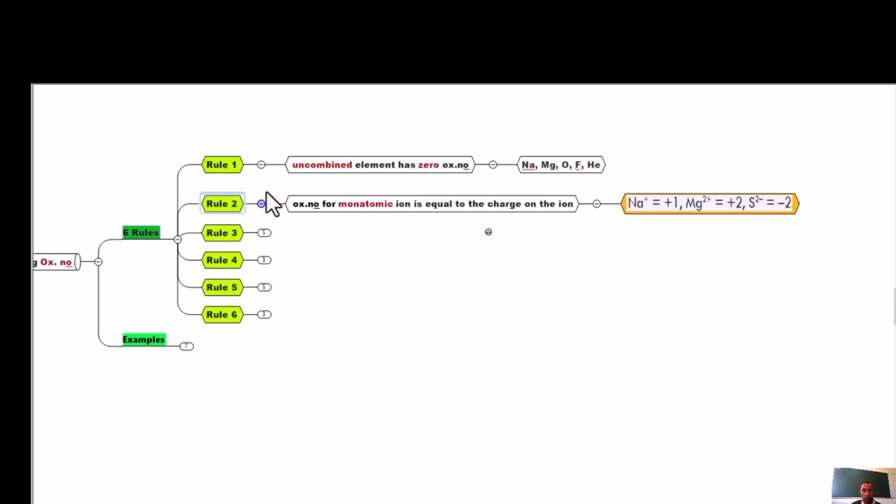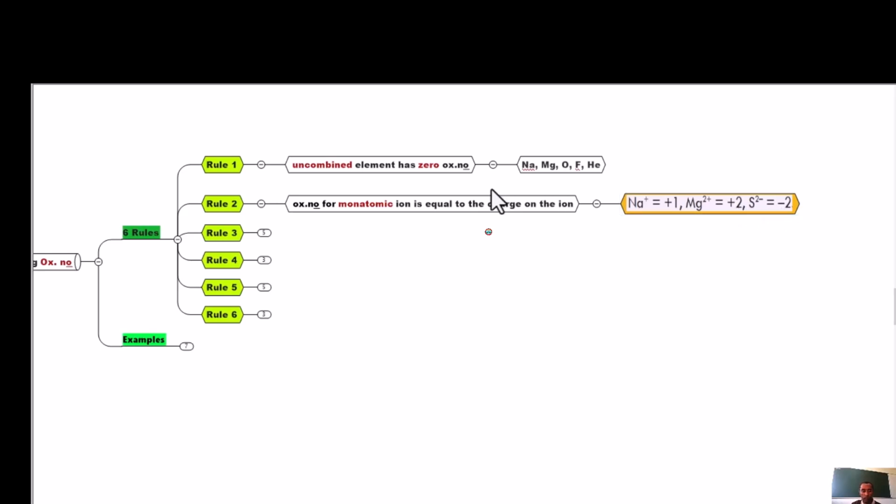Rule 2 is the oxidation number for a monoatomic ion. The oxidation number for a monoatomic ion equals the charge on the ion. Sodium has +1 charge, so its oxidation number is +1. Magnesium has +2 charge, so its oxidation number is +2. Sulfur has -2 charge, so its oxidation number is -2.